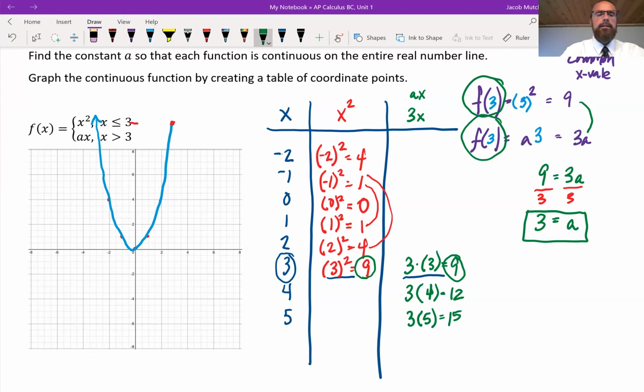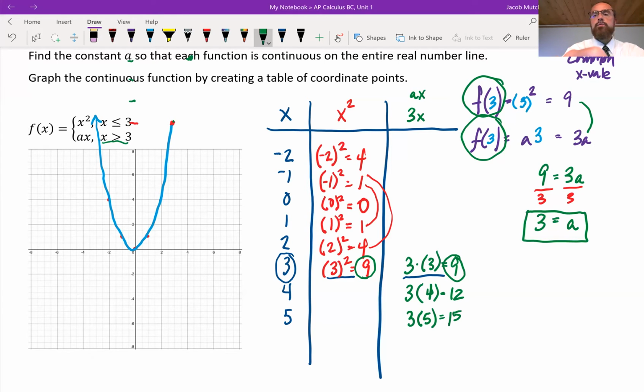So keep in mind this ax part, it's strictly greater than 3. So it doesn't actually have an x value of 3. It does have the x value of 3.000001. Anything close to 3, greater than 3. So I'm going to kind of mark something there to the right. And then at 4, we've got the value of 12. So I'm going to count up 10, 11, 12.